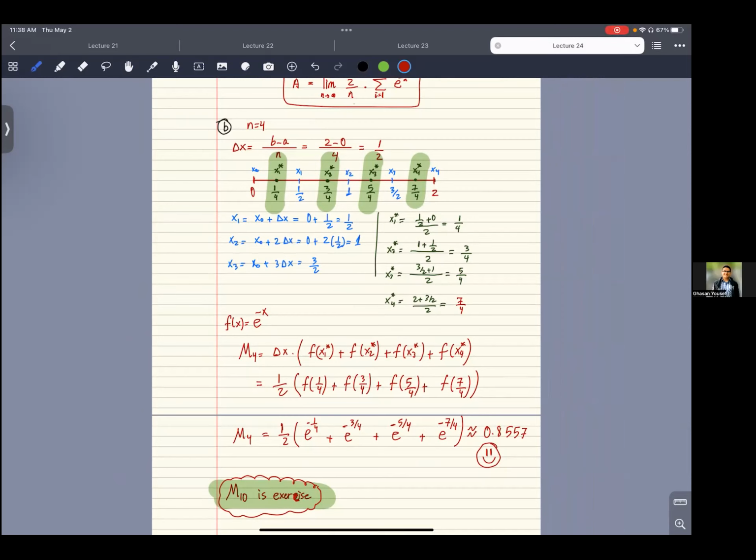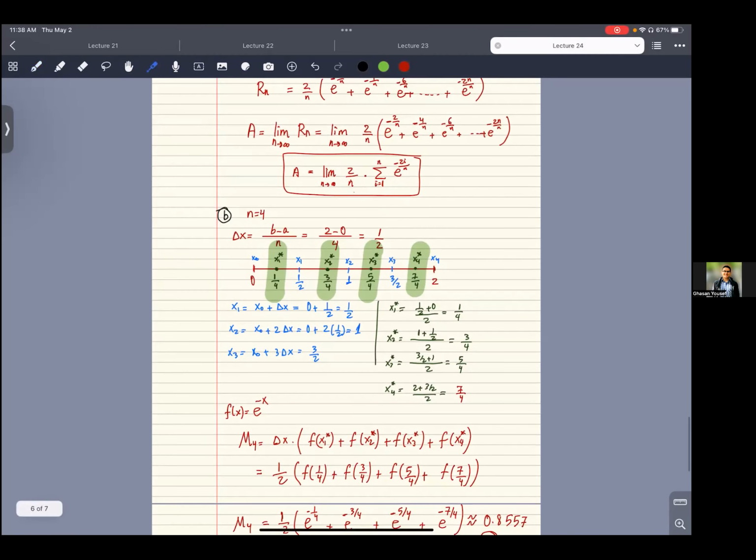So let me go now to the new section. This is 5.2. It's called the definite integral. We're going to talk about integrals. Definite integral means the integral is defined; they have a limit for the integral. So the definite integral is the same as the area, the same as the formula we used.